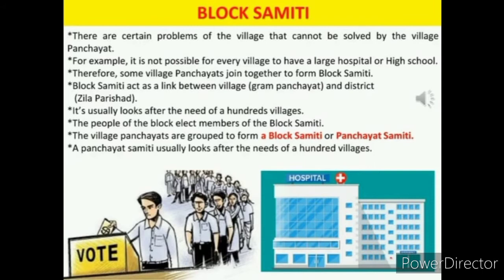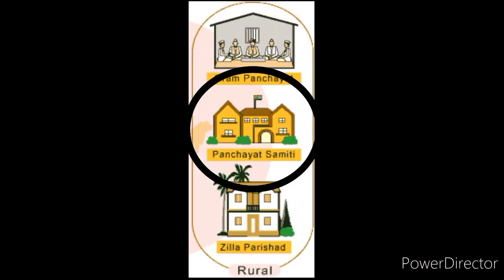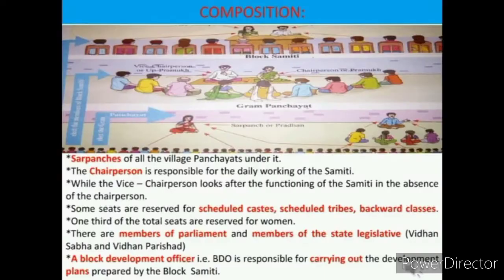The block panchayats are grouped to form a Block Samiti or Panchayat Samiti. A Panchayat Samiti usually looks after the needs of 100 villages. So children, the Panchayat Samiti is the middle tier of the Panchayat system. As this is organized at block level, it is also called Block Samiti. Now let us understand the composition of Block Samiti.